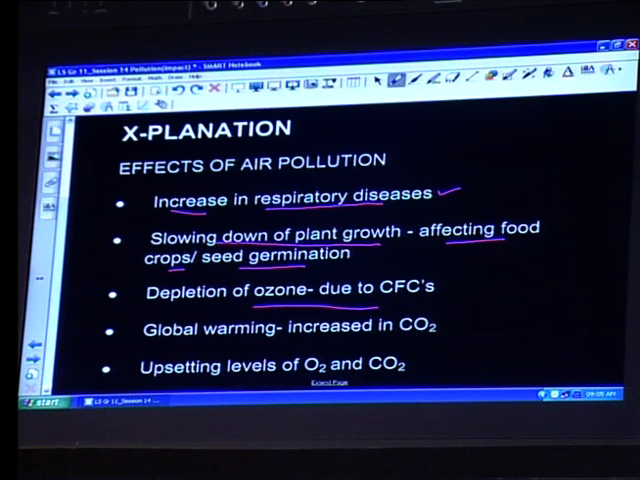Depletion of the ozone due to CFCs. Remember the aerosols and the canned propellants that we use that release CFCs, which last forever in the atmosphere? Well, they are depleting the ozone layer as well. It's also part of air pollution.